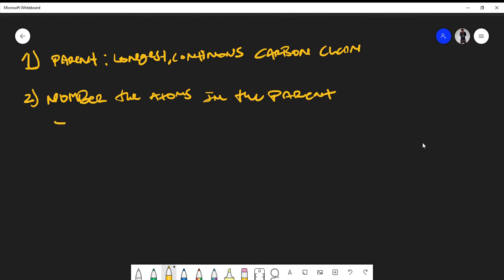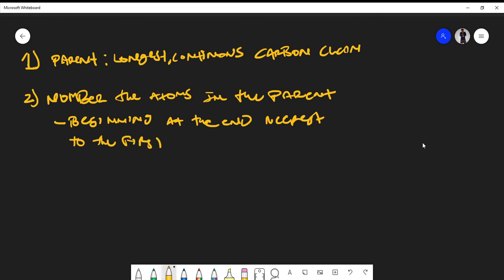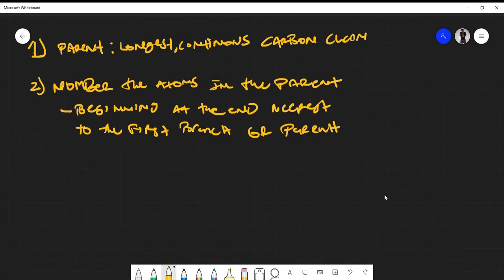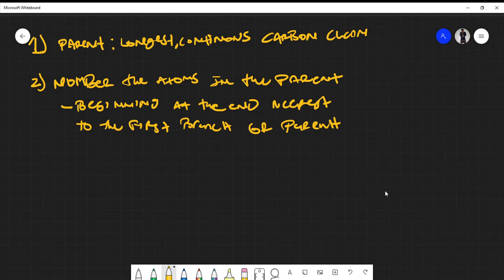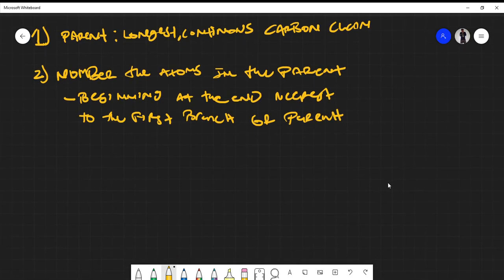Now, numbering, we have to be specific. We want to number beginning at the end nearest to the first branch of the parent. So when we say number the atoms in the parent, we must start beginning with the nearest branch of the parent. We're going to do that in an example to illustrate what we mean.